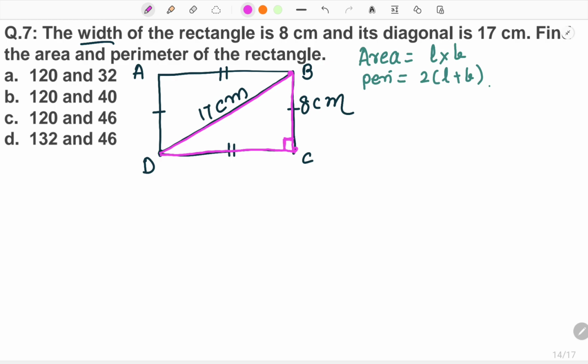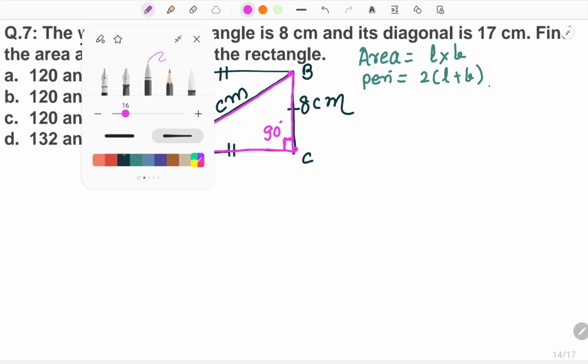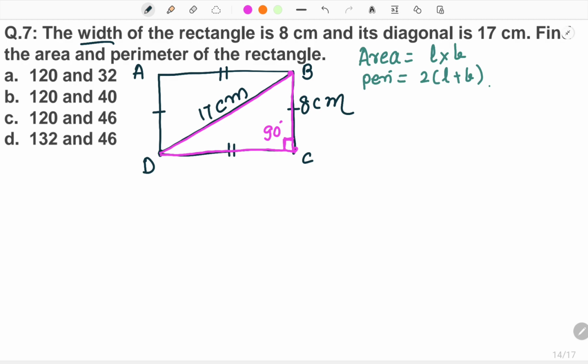The angle made by side BC on side DC is how much? This is 90 degrees. So can I call it a right angle triangle? Yes. So in a right angle triangle, we can use a theorem named the Pythagoras theorem, and using that Pythagoras theorem, we can find out the length. Now what is Pythagoras theorem?